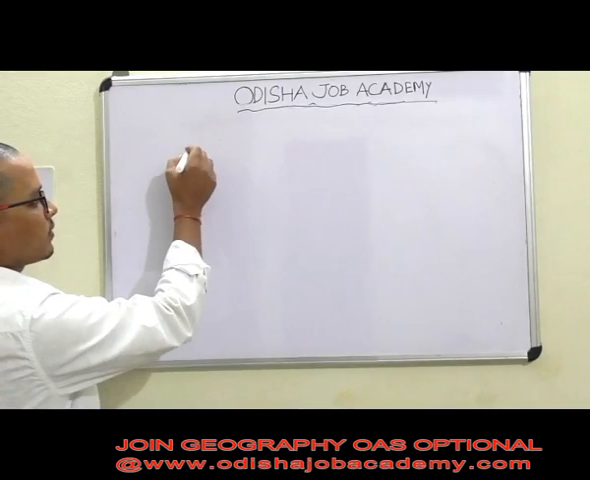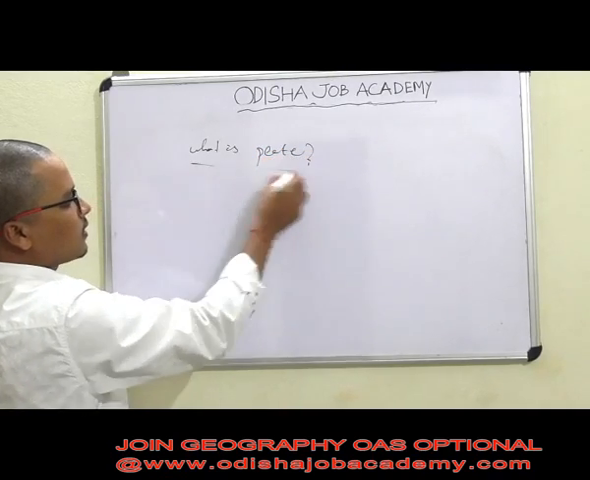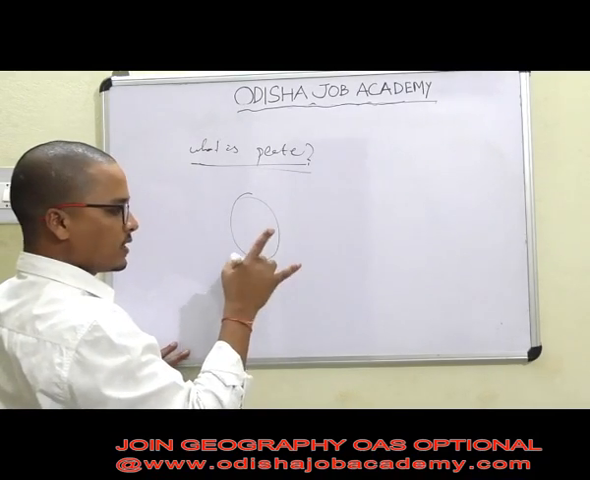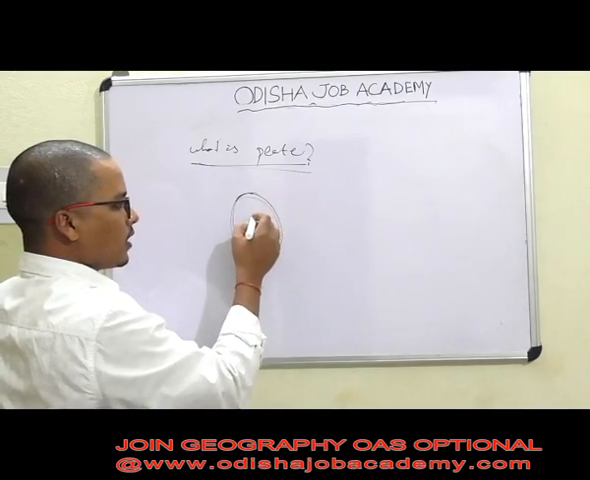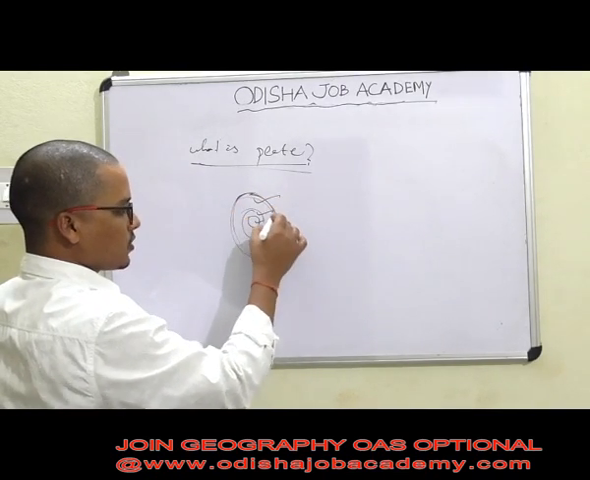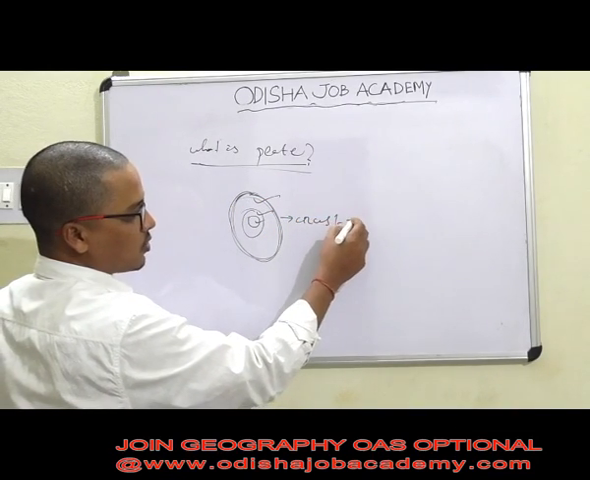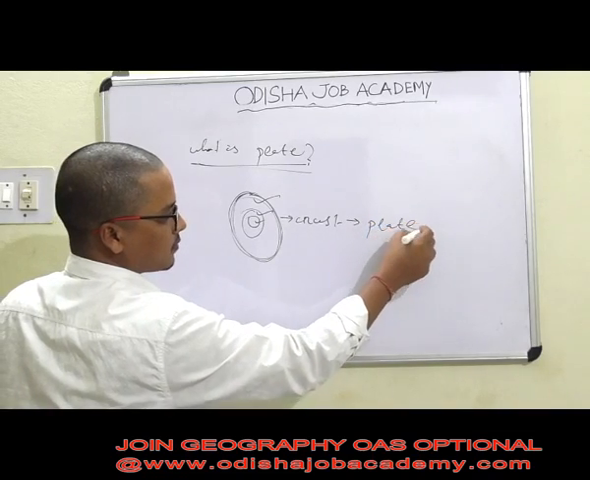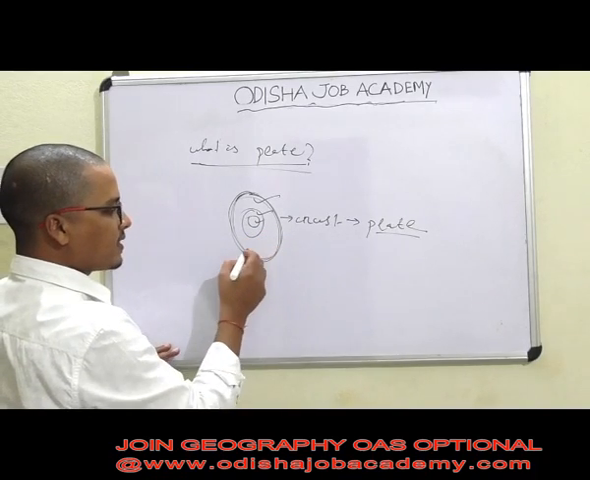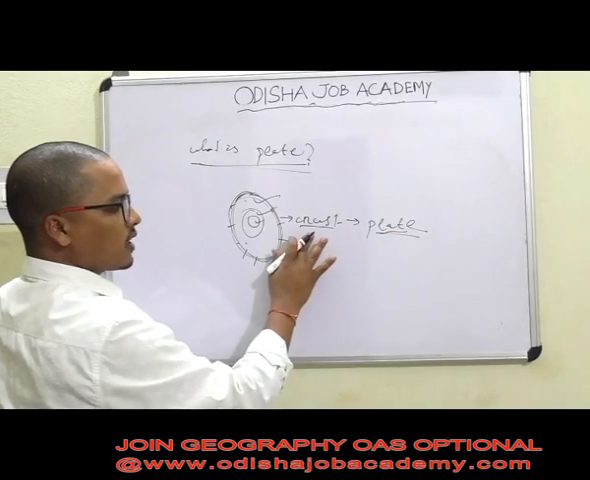Now what is a plate? The Earth is spherical in shape. The Earth is divided into different layers like crust, mantle and core. The crust, the thinnest layer of the Earth, is also known as the plate. The crust is in fragmented shape. They are fragmented, so these are known as the plates. Crust is known as plate.